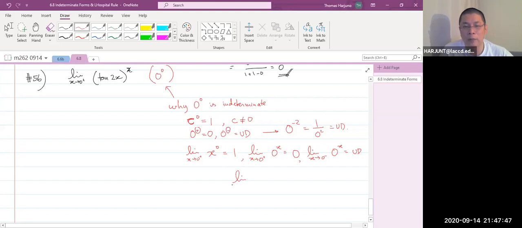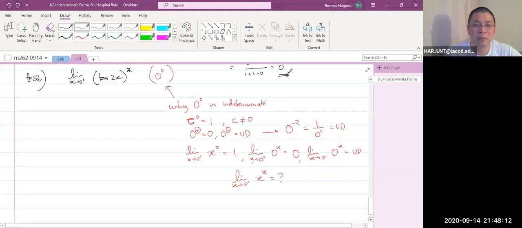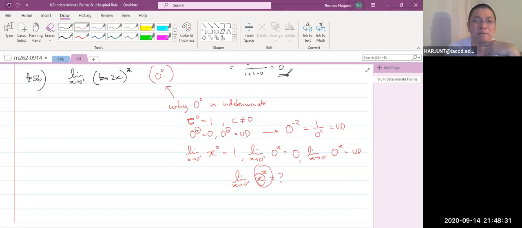Then what happens if we have the limit as x approaches 0 positive of x to the x? Will that equal 1 or 0? Because if the exponent goes to 0 first, then the whole thing will be 1. But if the base goes to 0 first, then the whole thing will be 0. The base and exponent are both x, so they are approaching 0 at the same rate. We cannot decide. That's why 0 to the 0 is an indeterminate form.